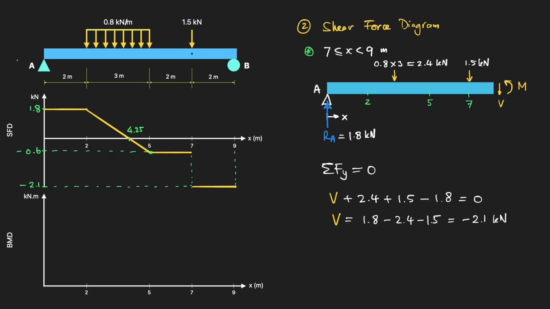Remember the concept again. At the point load, there must be a jump with the amount of the point load magnitude, 2.1 minus 0.6, giving us 1.5 kilonewtons. And this can be your built-in check for your calculation.